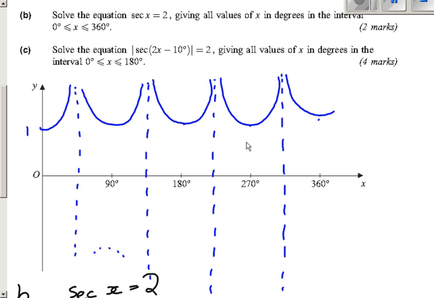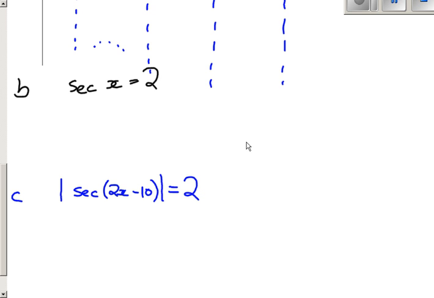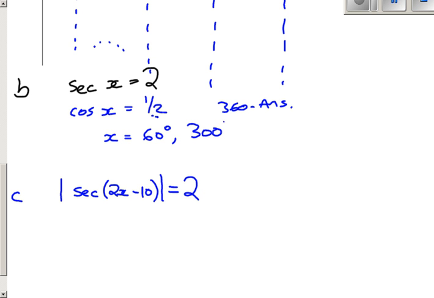Now for part B, we're asked for sec of x equals 2. Of course, you know sec of x is 1 over cos of x, so this is the same as saying the cos of x equals a half. Inverse cos of this gives us 60 degrees. And the second answer from the cos is 360 take away it. So the second answer is 300 degrees.